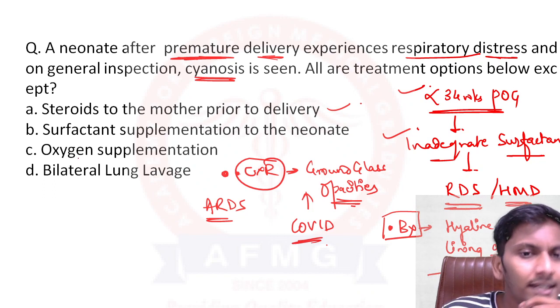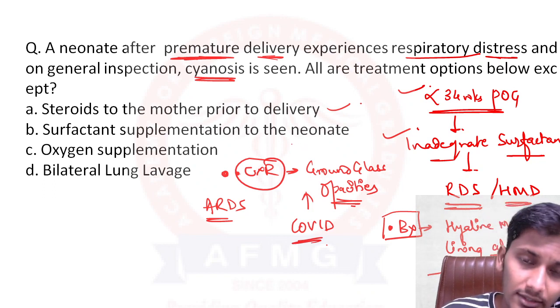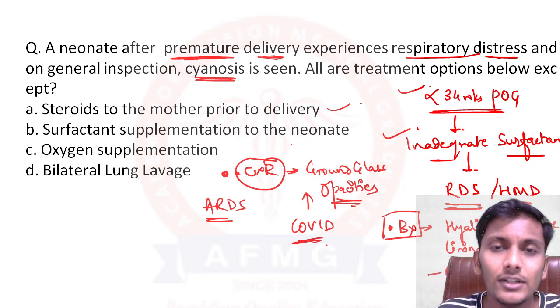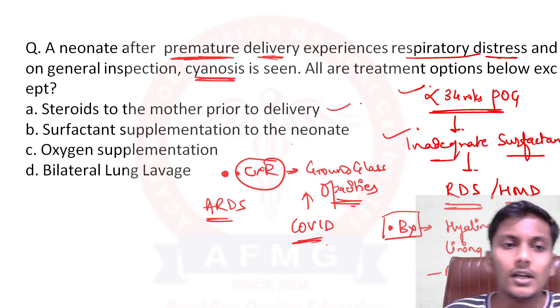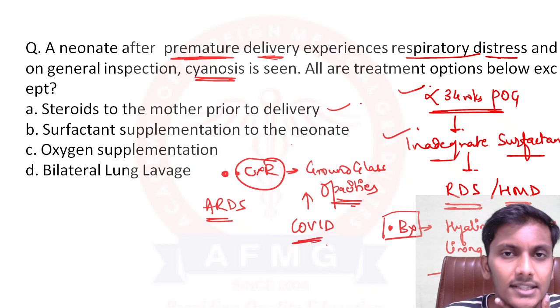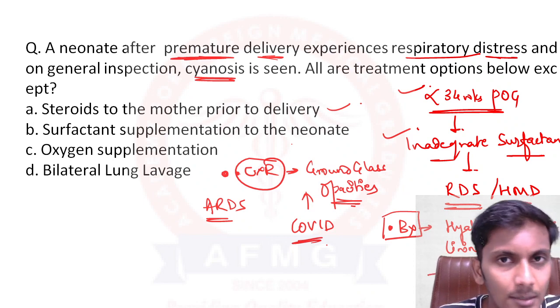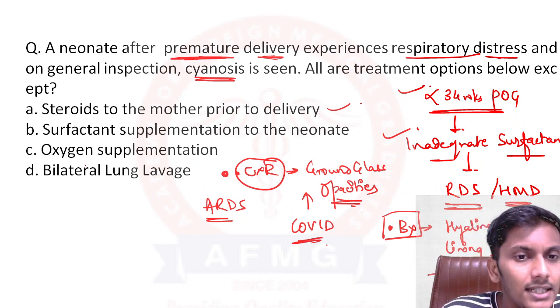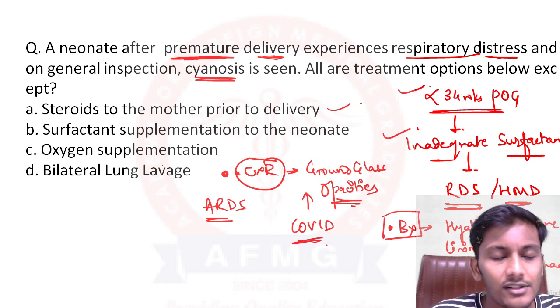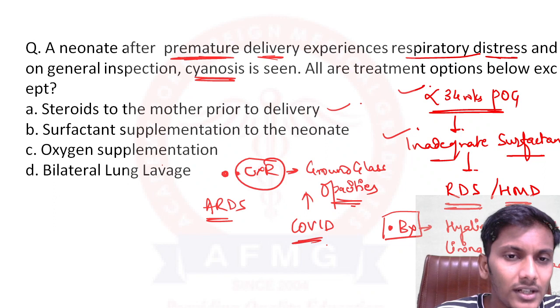Next, option B, surfactant supplementation to the neonate is given. Yes, Exosurf, Survanta are some of the surfactants which are supplemented to the neonate after birth from outside. If the respiratory distress is so much that the baby becomes cyanosed totally and the saturation level is falling persistently, in that case surfactant supplementation is given. Option C, oxygen supplementation. Yes, definitely. If the patient has respiratory distress syndrome, oxygen supplementation is totally required.